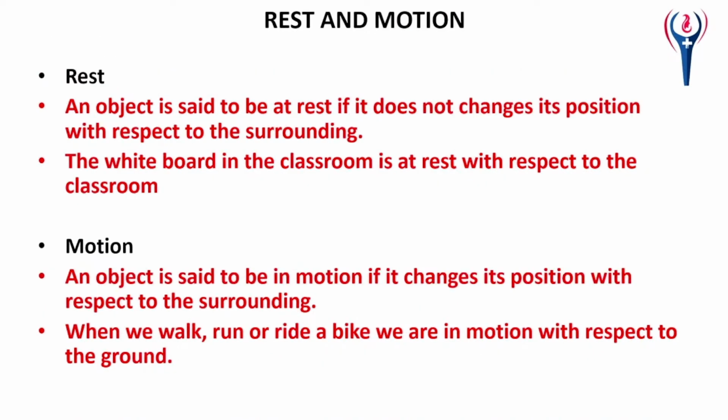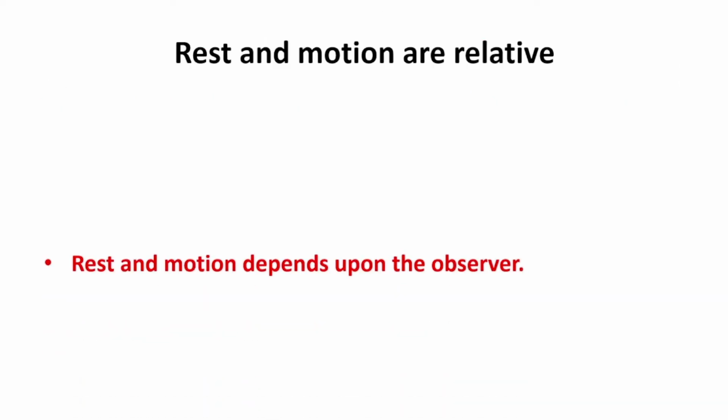Rest and motion are relative. An object is said to be at rest if it does not change its position with respect to the surroundings. The whiteboard in the classroom is at rest with respect to the classroom. Motion: an object is said to be in motion if it changes its position with respect to the surroundings. When we walk, run or ride a bike, we are in motion with respect to the ground.